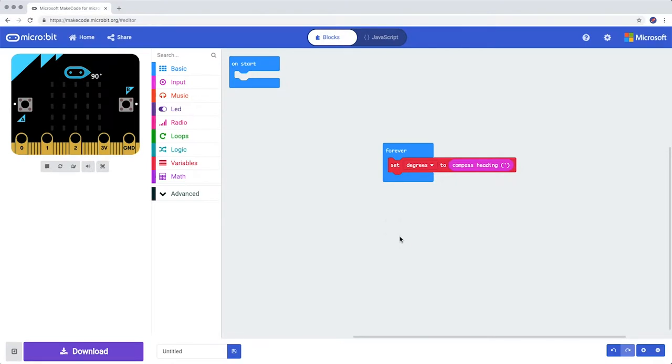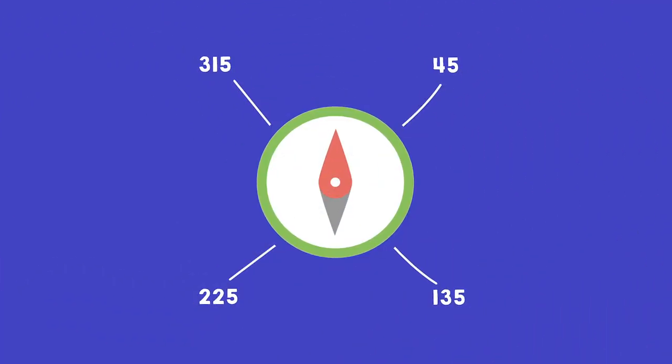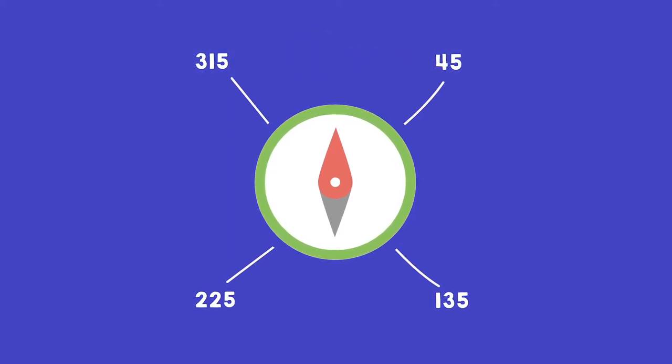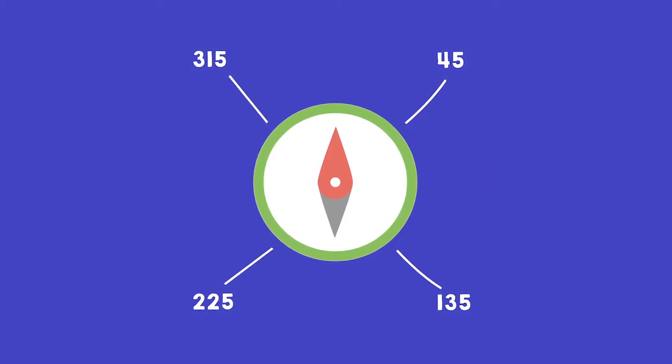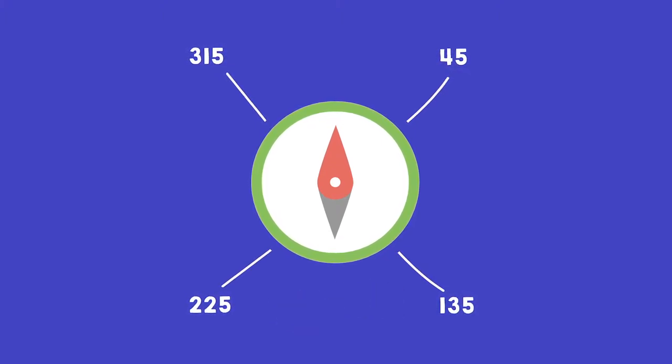I want the compass to point at the right direction. For that, I first need to know which value belongs with which wind direction. Between 315 and 45 degrees, the compass points to the north. Between 45 and 135 to the east. Between 135 and 225 to the south. And between 225 and 315 to the west.